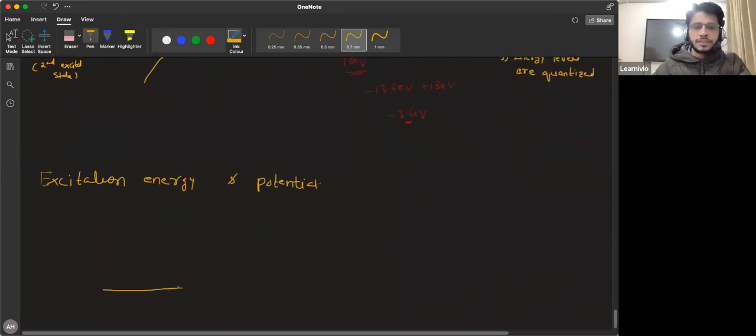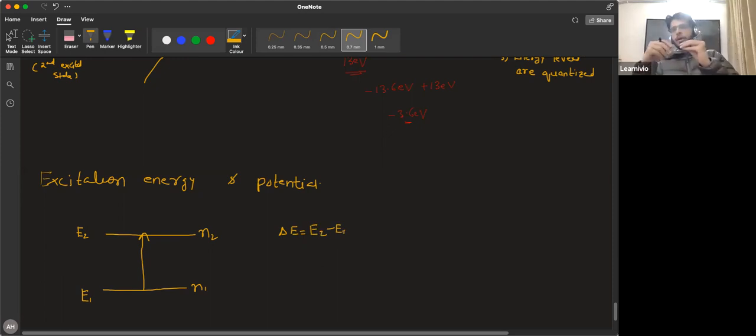So excitation energy simply means if you have an electron in some lower energy level and you want to send this electron to a higher energy level. Here the energy is E1. In the higher energy level, the energy is E2. So excitation energy simply means this energy difference, E2 minus E1: the energy required to send an electron from a lower energy level to a higher energy level is the excitation energy, delta E. That's it.